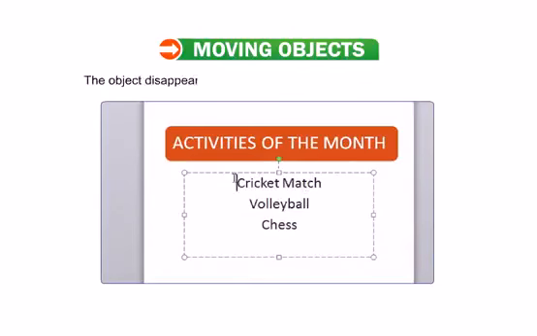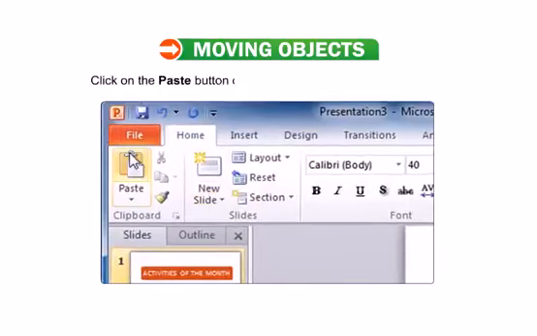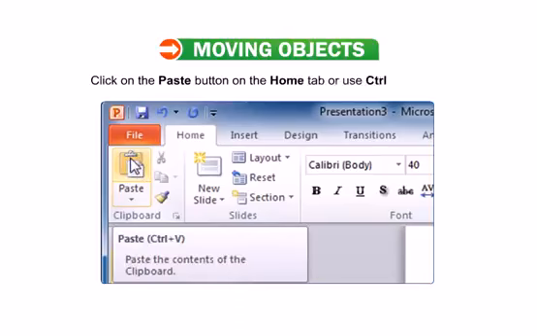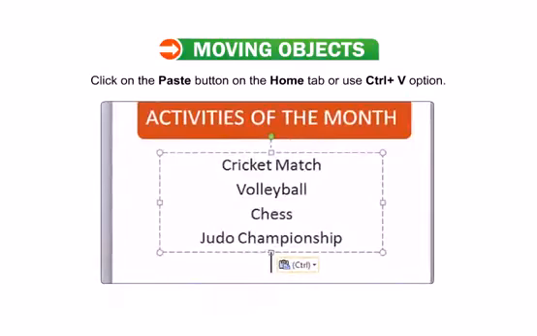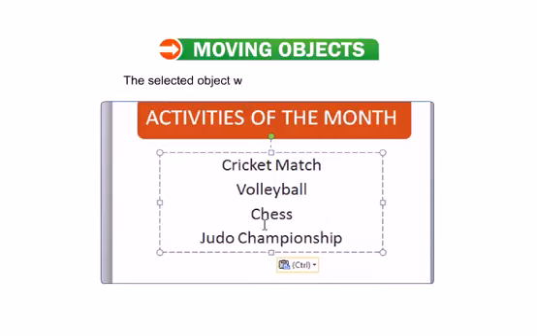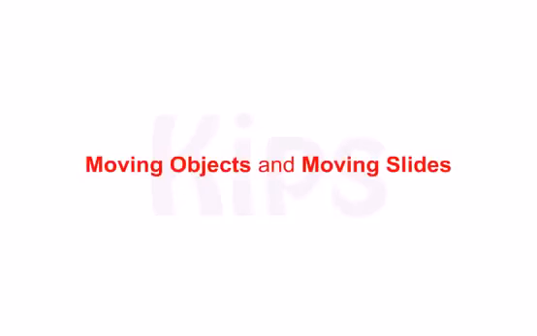The object disappears from the slide and is placed on the clipboard. Place the cursor after the last point on the same slide. Click on the Paste button on the Home tab or use Ctrl plus V option. The selected object will appear at the cursor position. Students, can you tell me the difference between moving objects and moving slides?